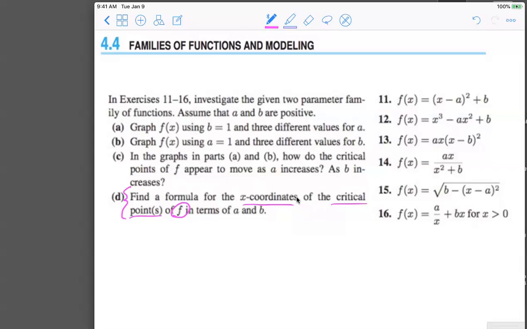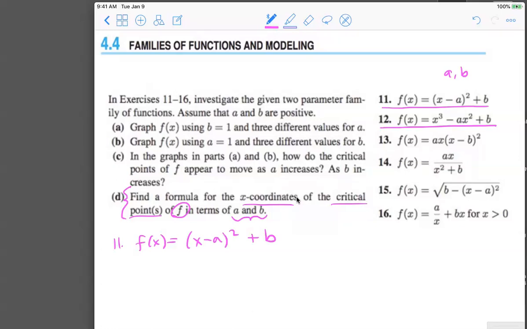But the fact that all these functions have parameters a and b in them means our critical number is going to change as a and b change. So the point of these problems is to see what happens to the critical points. If we start in number 11 and look at this function, f of x is equal to x minus a squared plus b, right?